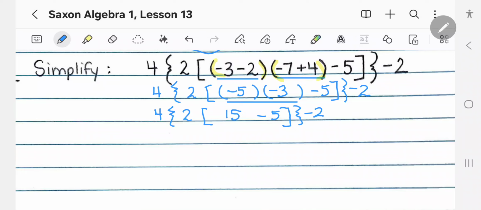Again, I still have these brackets, but now I can actually do what's in these brackets. So let's copy everything else down. 15 minus 5 is 10. Inside the brackets, there's nothing else I can simplify. 10 is as simple as it gets. Right next to the brackets, we have this indicated multiplication. That's why I left the brackets there. So I can go ahead and do that multiplication.